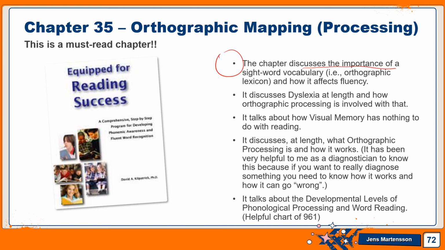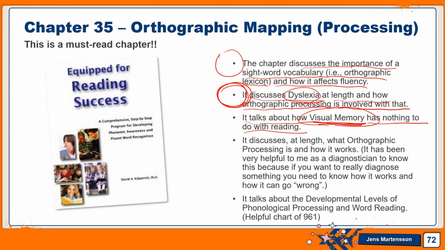The chapter discusses the importance of sight word vocabulary, also known as orthographic lexicon, and how it affects reading fluency. It discusses the D word, dyslexia, at length and how orthographic processing is involved with that. This is a huge deal right now that we're going through. It talks about how visual memory has nothing to do with reading. So you know how some of these batteries, they test visual memory like picture recognition or something. It really has nothing to do with reading, so I don't even know why we test it, but anyway.